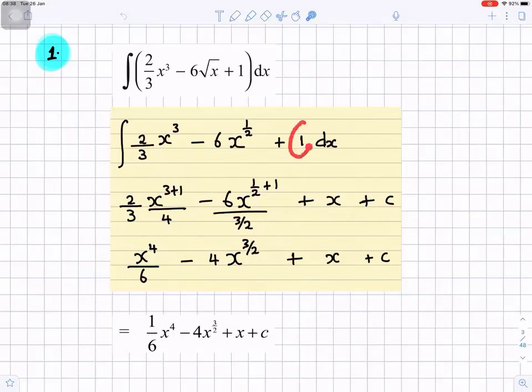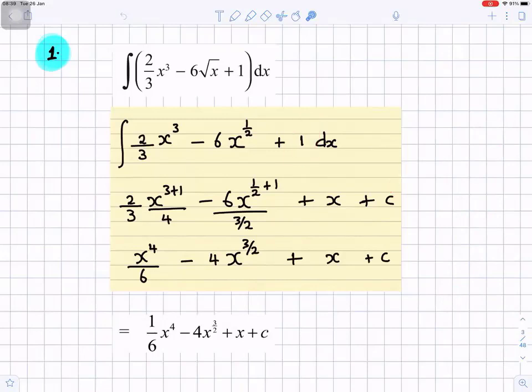Plus the integral of 1 is just x, because the integral of a constant is like 1x to the 0. So you add 1 to the power, x to the 0 plus 1, divided by 1. It gives you x to the 1 over 1, which is x. The integral of 1 will just give you x plus the constant c.